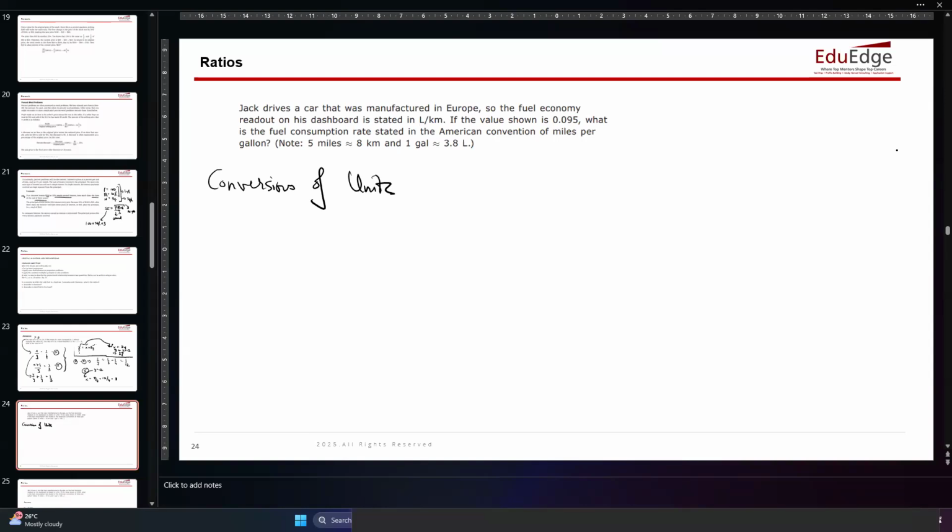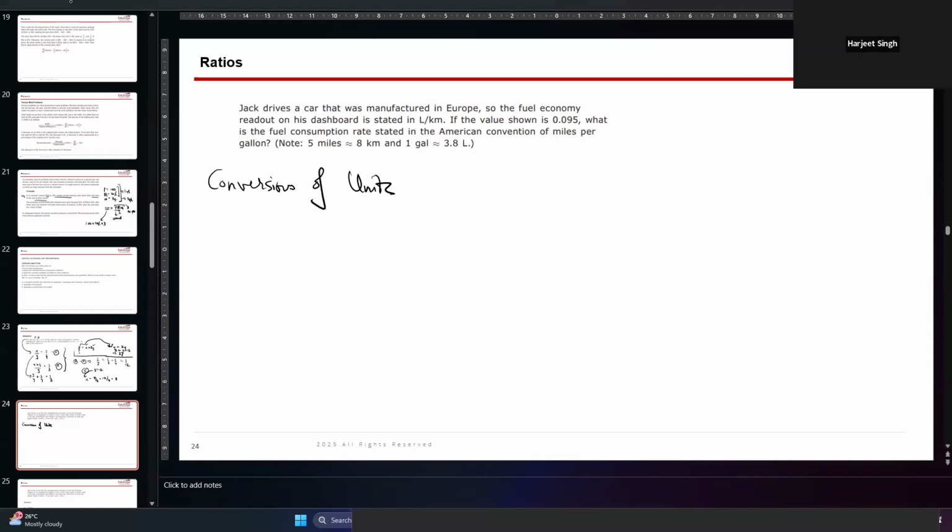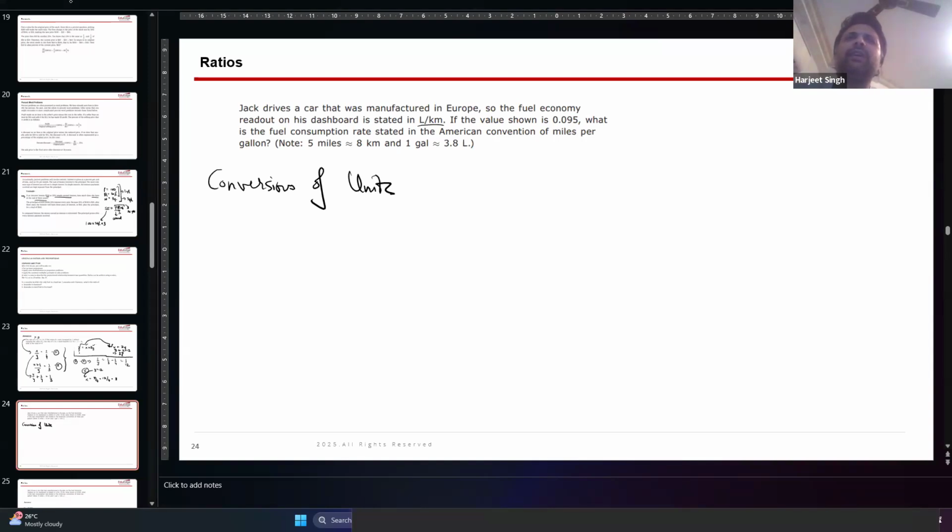Let's see this example. Jack drives a car that was manufactured in Europe. So the fuel economy read out on his dashboard is stated in L by kilometers. So in Europe, it's L by kilometers. If the value shown is 0.095, what is the fuel consumption rate stated in America? And the convention there is miles per gallon.